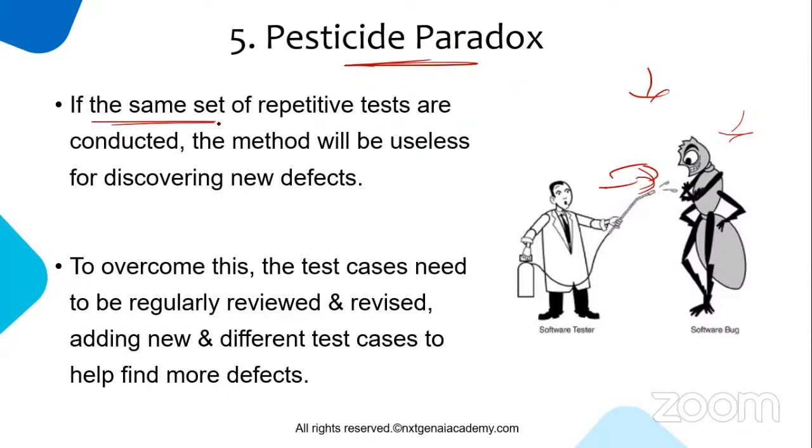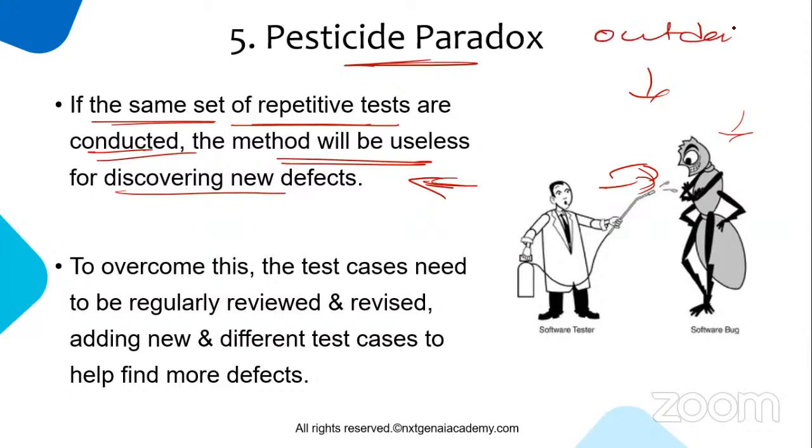If we run the same set of repetitive tests, the method will be useless for discovering new defects. The same test case you are using again and again, maybe once or twice, that's fine. But if you keep doing the same thing again and again, that's it. At one point, your test case will be outdated. What is the meaning of outdated? How can you solve this?